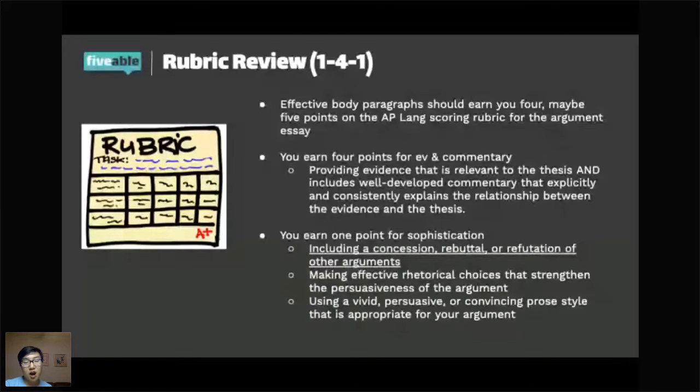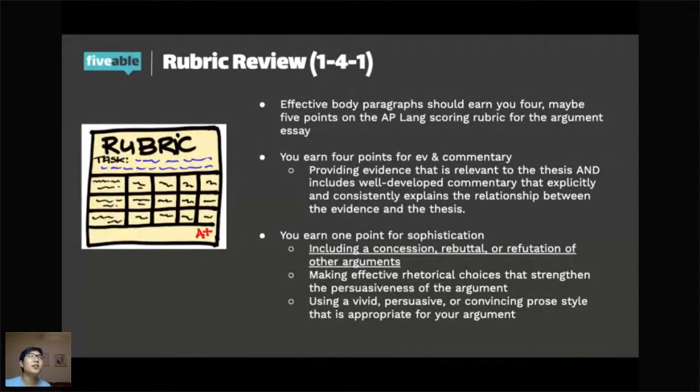And you also give commentary based off of that evidence that explicitly and consistently explains the relationship between the evidence and the thesis. And that's not too difficult as long as you know what the evidence is and you're not making it up. It's very easy to link that evidence to your thesis and explain that whole relationship. You can also earn 1 point for sophistication.